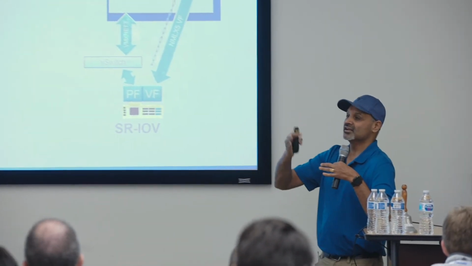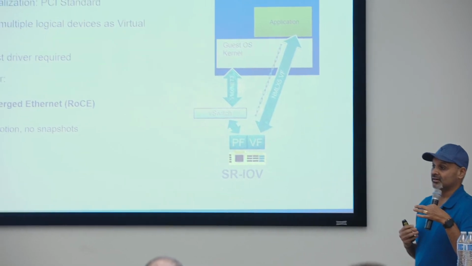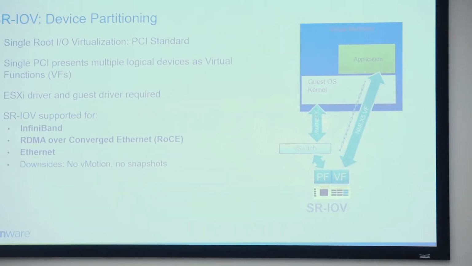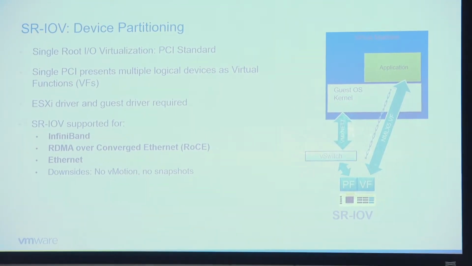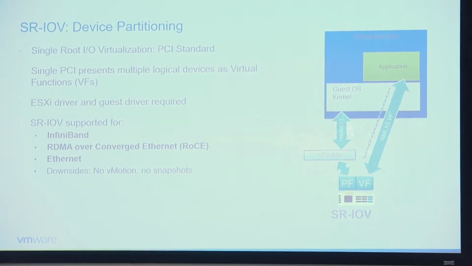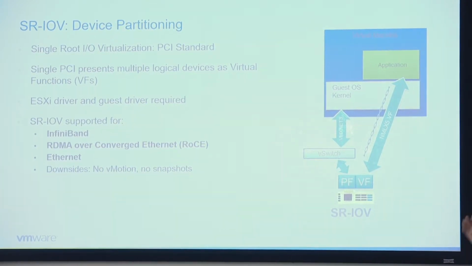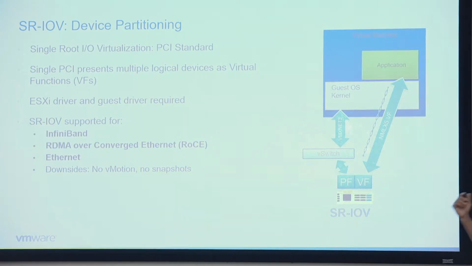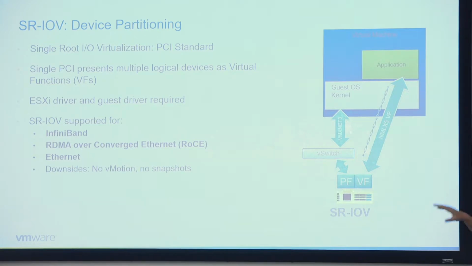The other aspect you are probably familiar with is SR-IOV. We support SR-IOV, where multiple virtual machines can share a hardware device. The thing about SR-IOV is that the mobility is still not there. SR-IOV acts within the physical boundaries of a server. So things like InfiniBand, RDMA, or Ethernet can be split, and multiple VMs in a particular host can share this infrastructure. But the downside is no vMotion.